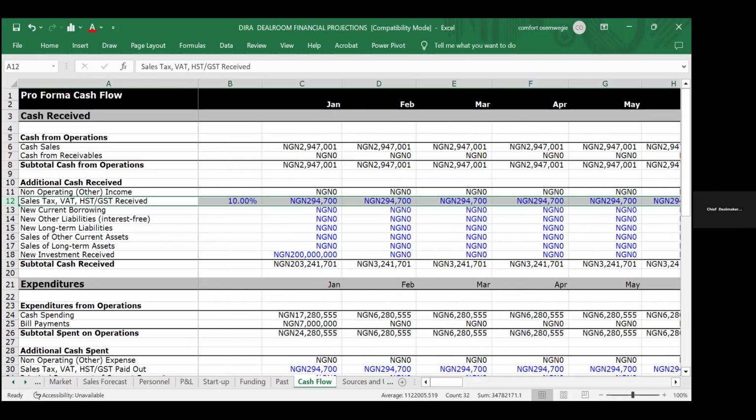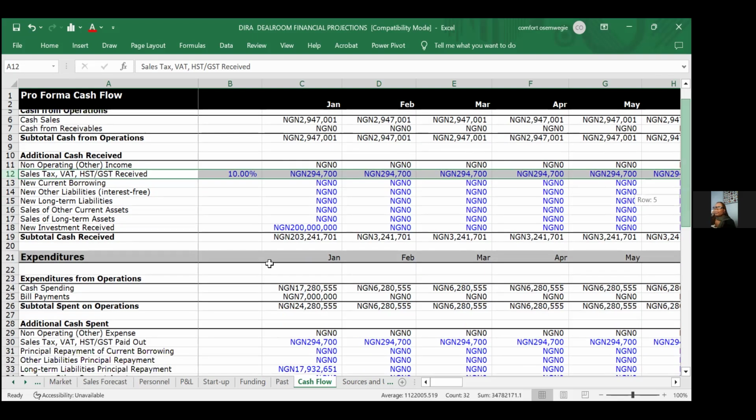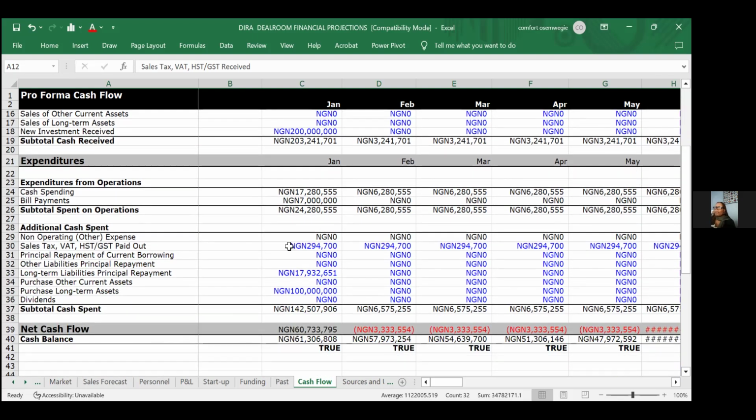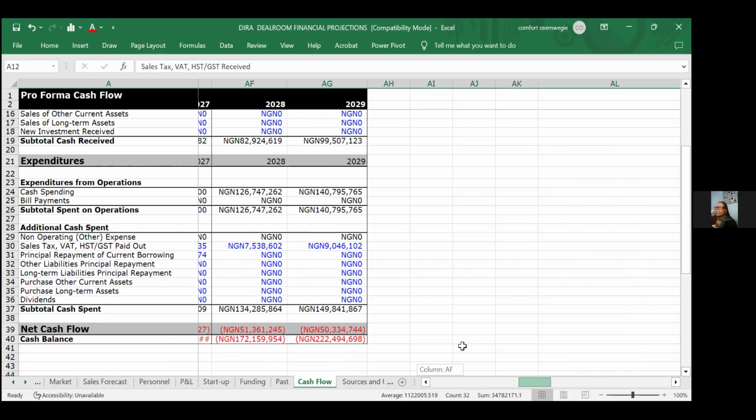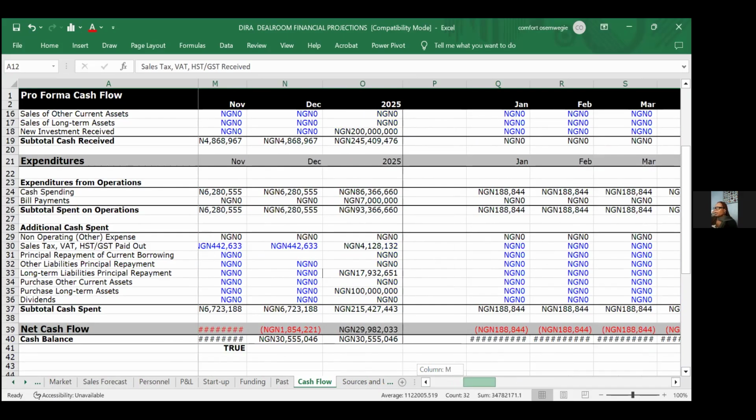Then you go down, you will see where we are now spending it because you have to then go up here, how much of that are you supposed to pay out? You will know under additional cash spent. This is your cash flow, right? And that takes you all the way to the number of years. It's still the same sheet, but this is a cash flow sheet. Do you understand now?